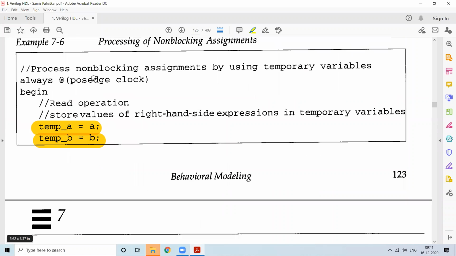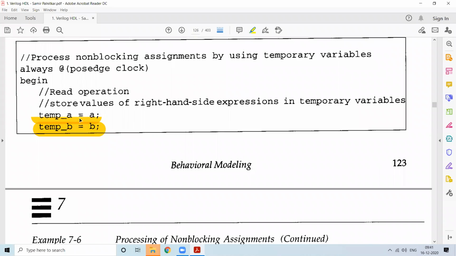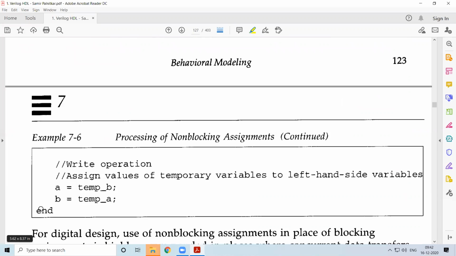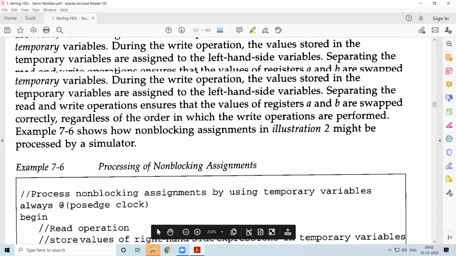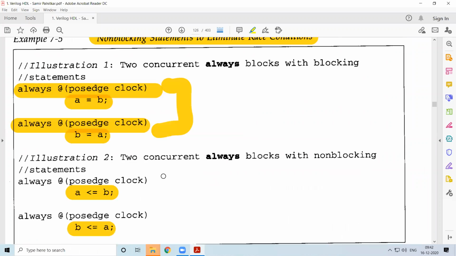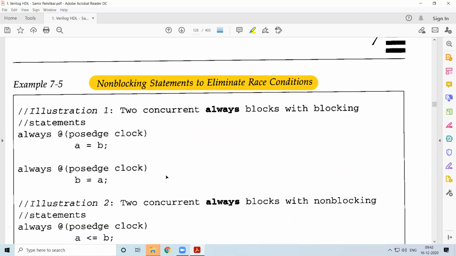Since this is blocking, right? Here we are showing it as blocking. So once this is executed, next this one will come and be executed, since it is falling within the same always block. Now remember that this always block is different and this always block is different. Therefore, these two statements will be executed at the same time, even though you're specifying them as blocking assignments.